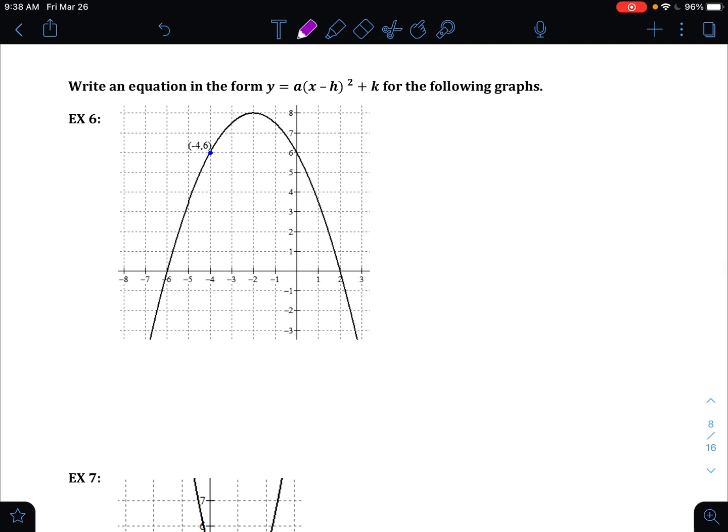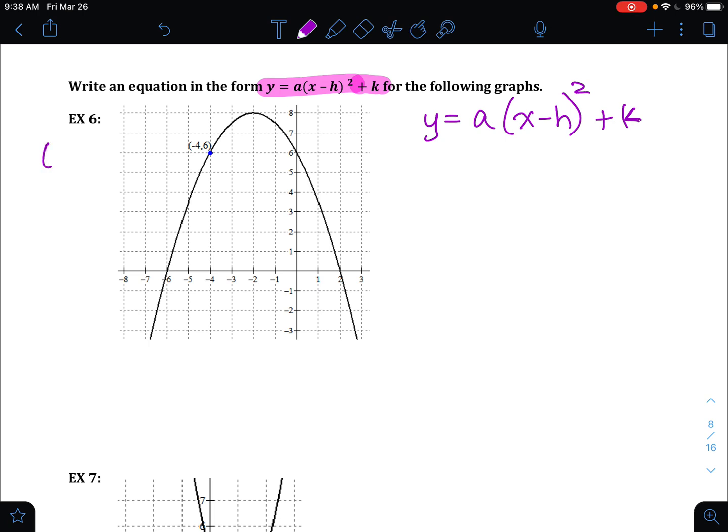All right, we are going to write an equation in vertex form here, in the form y equals a times x minus h squared plus k. All right, so I want you to recopy that over to the side. We're going to plug into this format. Y equals a parentheses x minus h squared plus k.